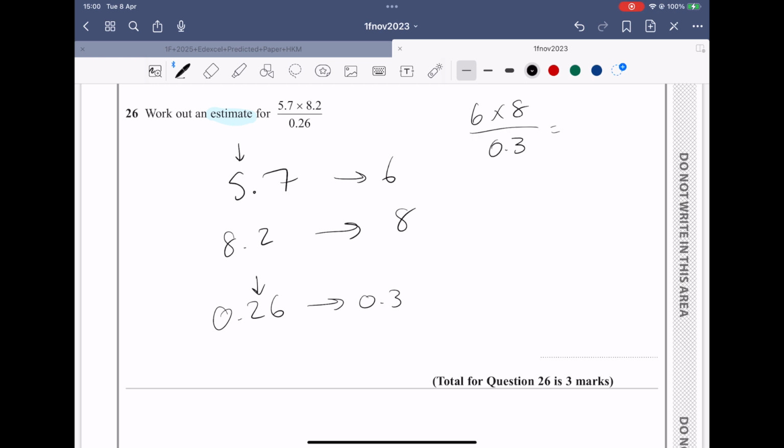So 6 times 8 is 48, divided by 0.3. Now that is quite tricky. Few ways you could go about it. By 0.3, we're going to divide it by 3, because that's a lot more doable. 48 divided by 3 is 16. Now the answer's not going to be 16, because we're dividing by 0.3, not 3. So our answer should get bigger, because if you're dividing by something less than 1, it gets bigger. So we need to times our answer by 10, so it's going to be 160. But you could pick up marks for rounding and doing part of the process.